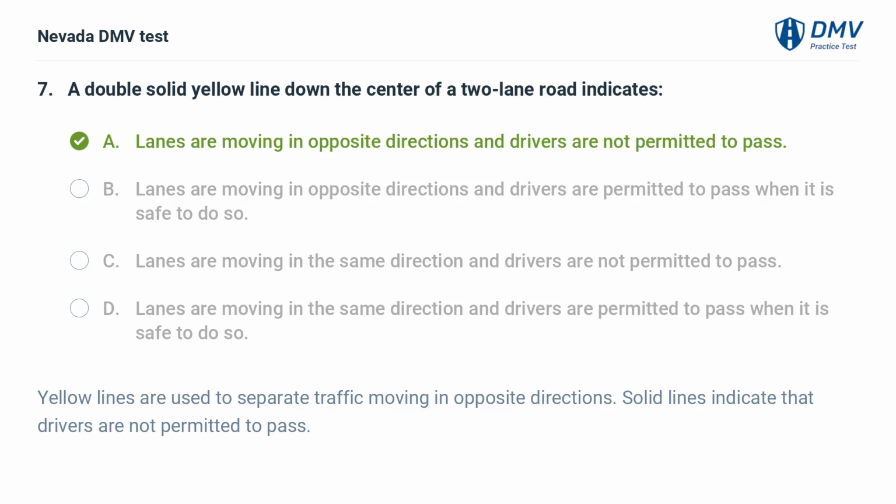A. Lanes are moving in opposite directions and drivers are not permitted to pass. Yellow lines are used to separate traffic moving in opposite directions. Solid lines indicate that drivers are not permitted to pass.